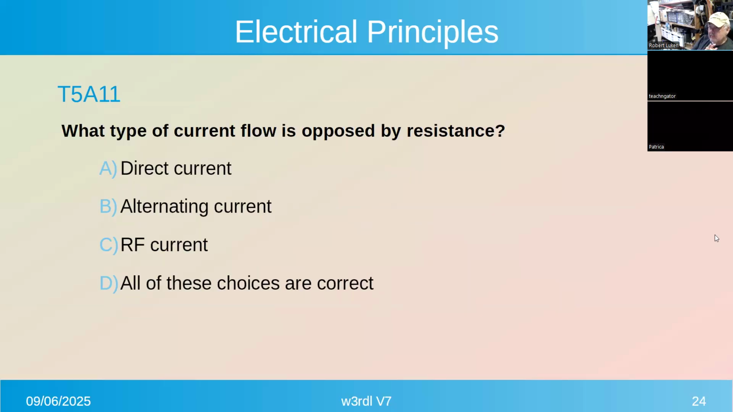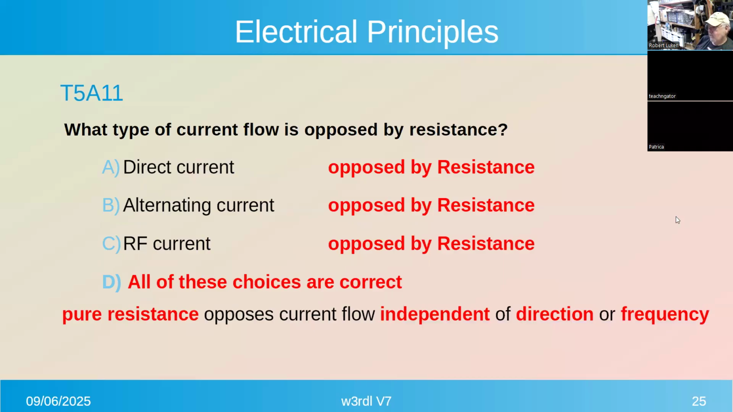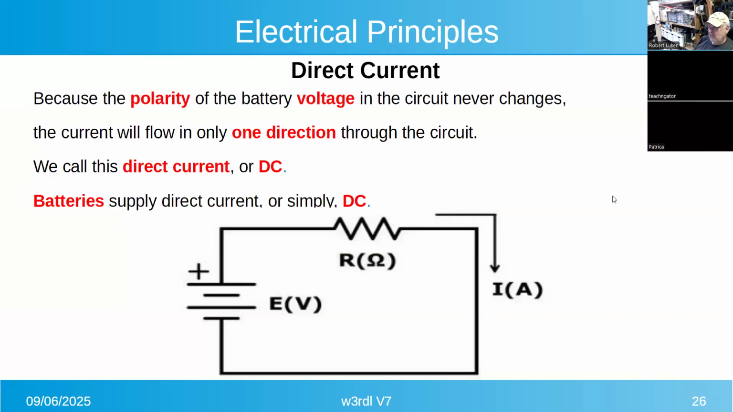So what type of current flow is opposed by resistance? All of them. All of the above. Pure resistance doesn't care. When we talk about other stuff, we call it reactance because it's frequency dependent. There's really nothing new on this one. We've already talked about batteries supplying direct current. Power supplies do too.